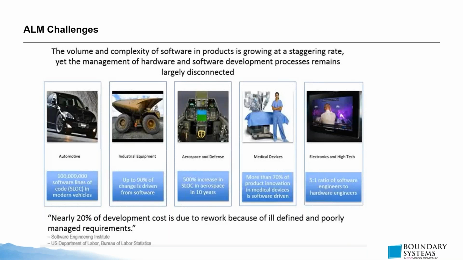But in modern times, for all the industries listed here, we have products that use millions of lines of software code and requirements, which need to be managed properly. There's a study that says nearly 20% of development cost is due to rework because of ill-defined or poorly managed requirements, and I would say it's more on the poorly managed requirements. If that's not managed properly at the beginning, we're definitely going to have rework and scrap downstream.